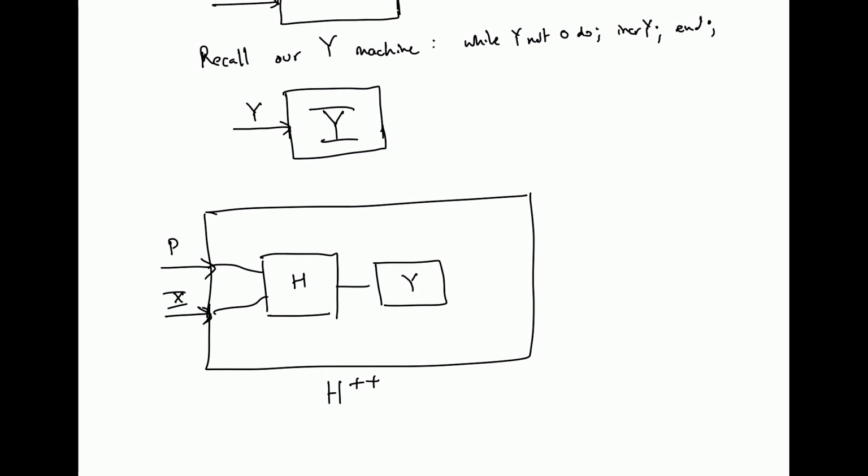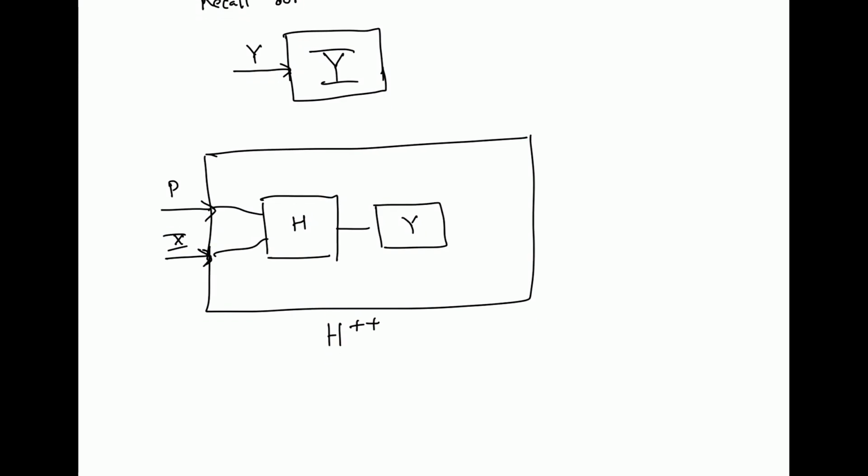Okay? Okay, good. All right. So there's a machine, right? H processes it, comes up with some sort of output, gives it to Y. There we go.